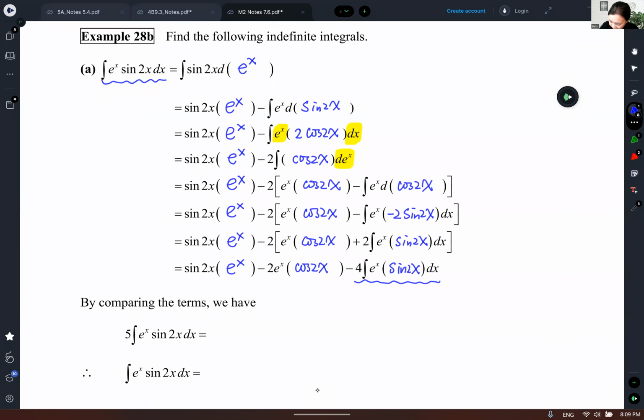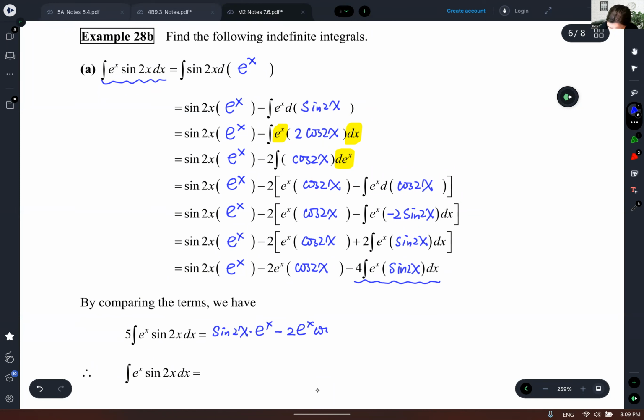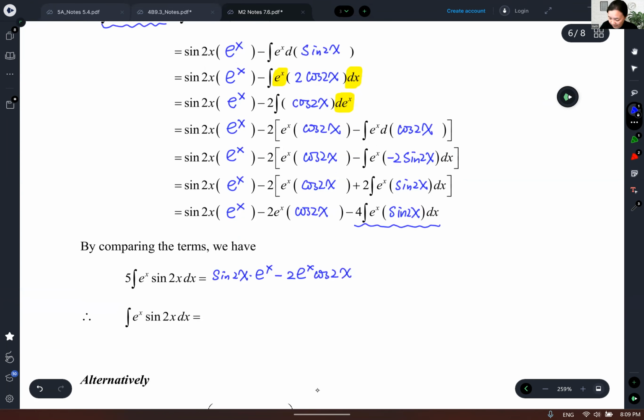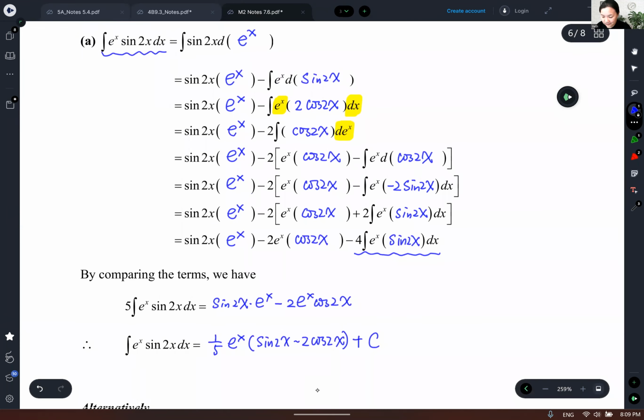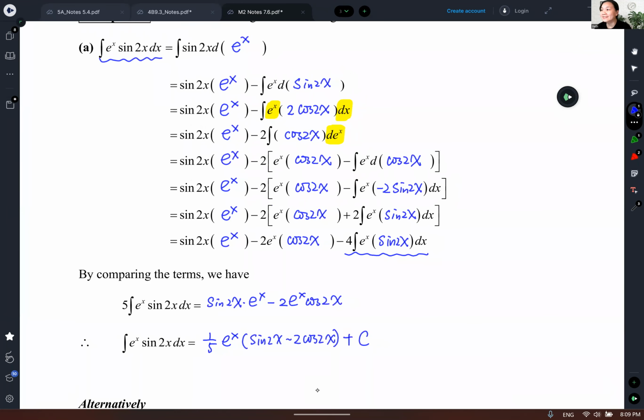So I have 5 times this equals e^x sine 2x minus 2e^x cosine 2x. So in the end, my answer is 1 over 5 e to the power x, and then sine 2x minus 2 cosine 2x, close bracket, plus c. You will get a hold of this, I hope so. In the end, you solve it like an equation. I'll give you 1 minute to wrap it up.